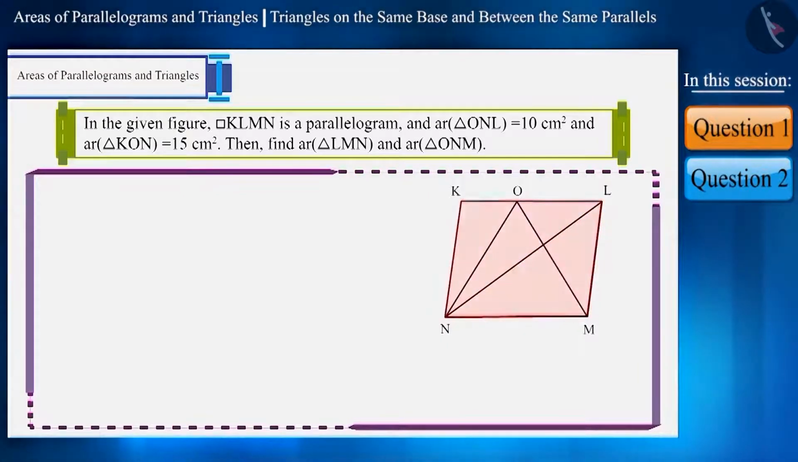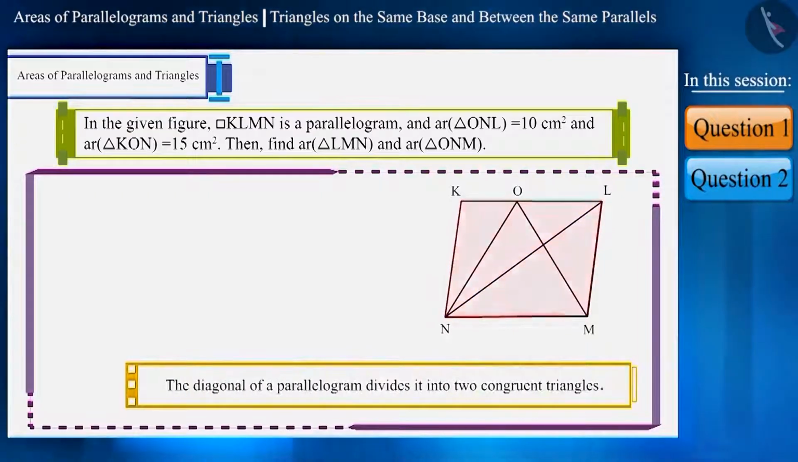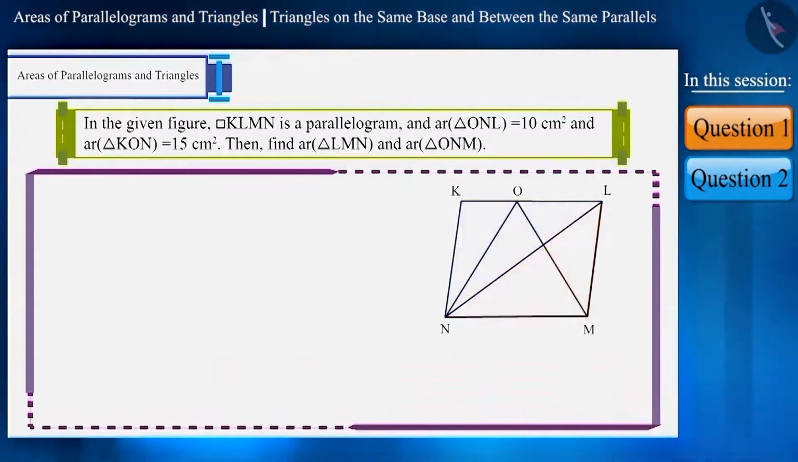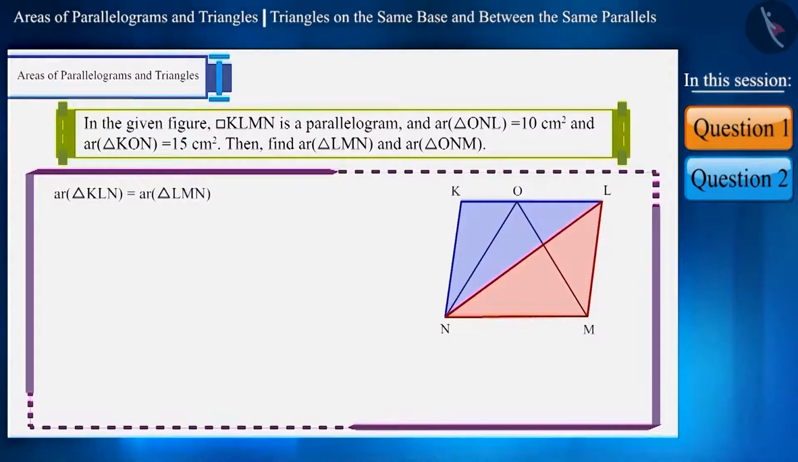It's given that quadrilateral KLMN is a parallelogram and NL is its diagonal. We know that the diagonal of a parallelogram divides it into two congruent triangles and their areas are equal. Therefore, we can say that the areas of triangles KLN and LMN will be equal. Let's call this equation 1.